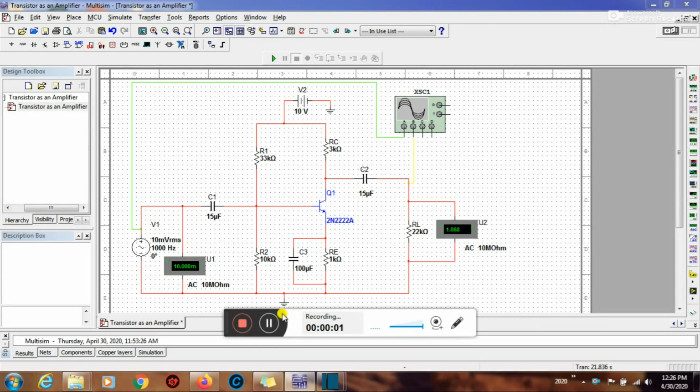Hello friends, this is a second example of transistor as an amplifier. In the previous case, the one example was where the transistor just worked as a switch in the cutoff and saturation region. Now this is an experiment of transistor as an amplifier, working in the active region. Active is the most important region for the amplification factor.